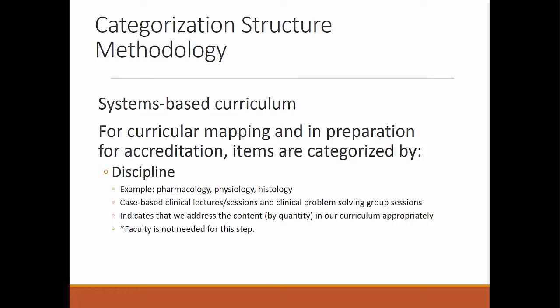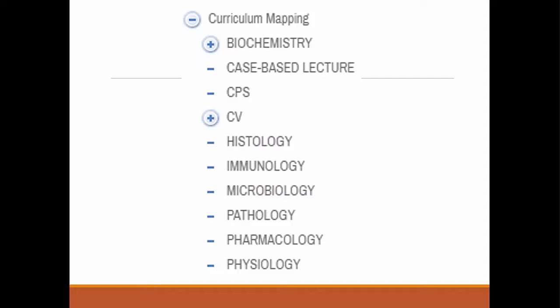And for the most part, faculty isn't needed for this step, because we know what lecture is going to be on Pharm or what's going to be on physiology or histology. So as an instructional design staff member, I can just look at the course schedule and know which questions are those broad topics. Once they get into actual learning objectives and things of that nature, that's something that we would need the content experts for. So there's just a quick look at our folder structure. You can see the different content areas that we have in which we map items.